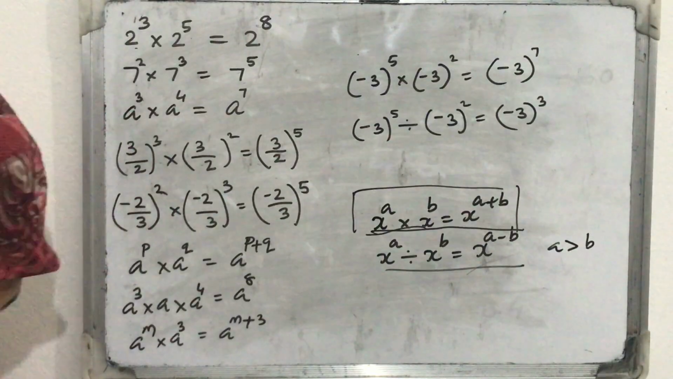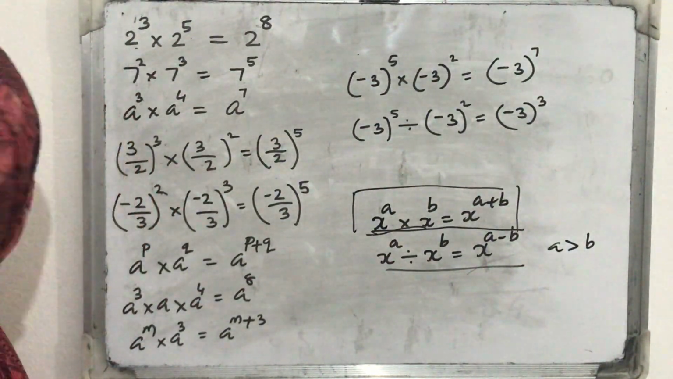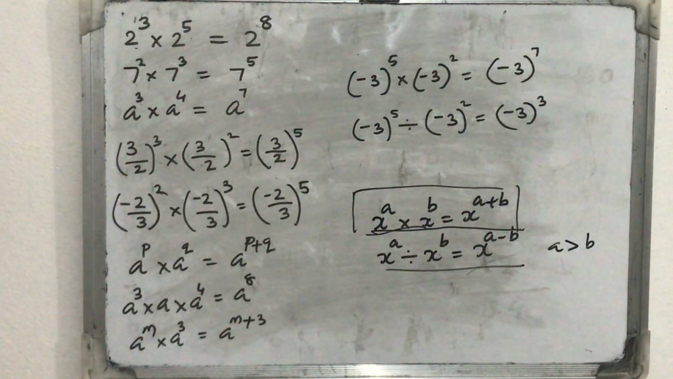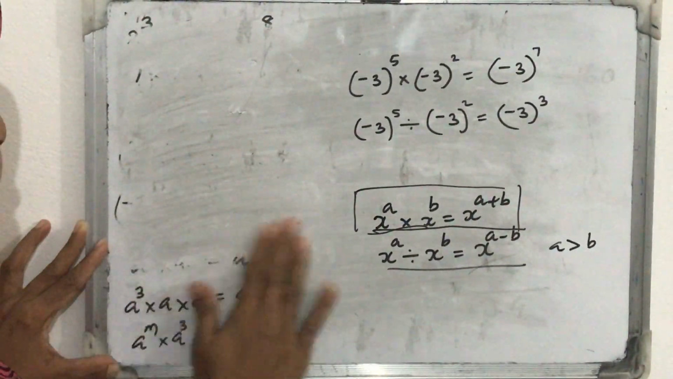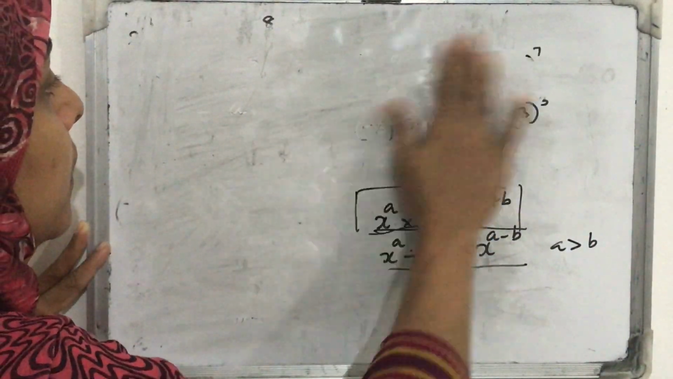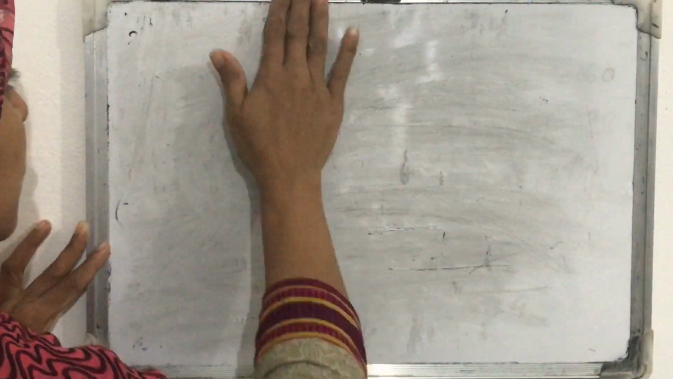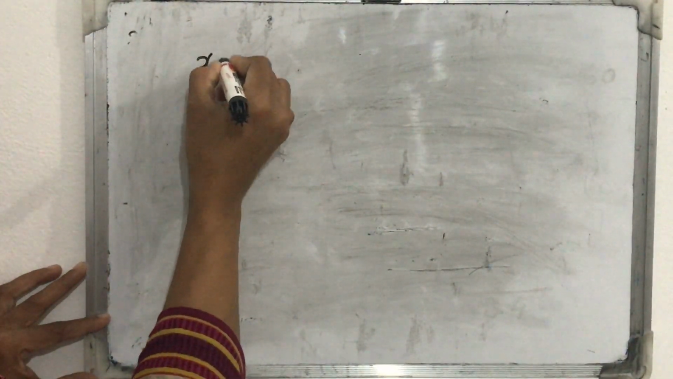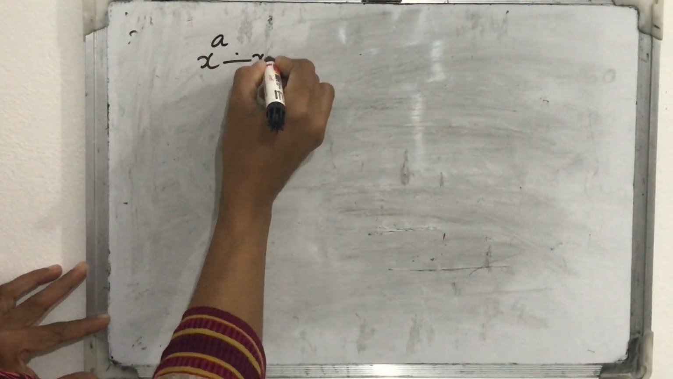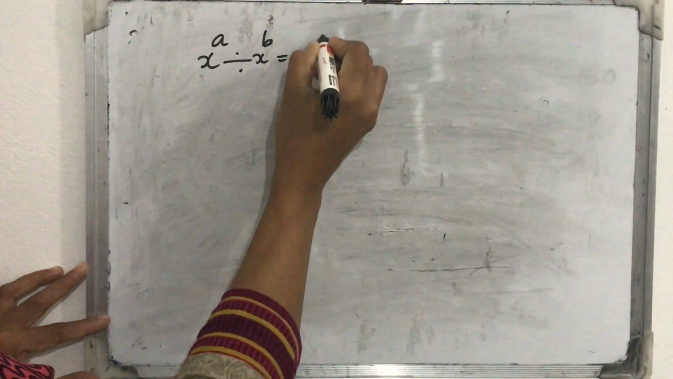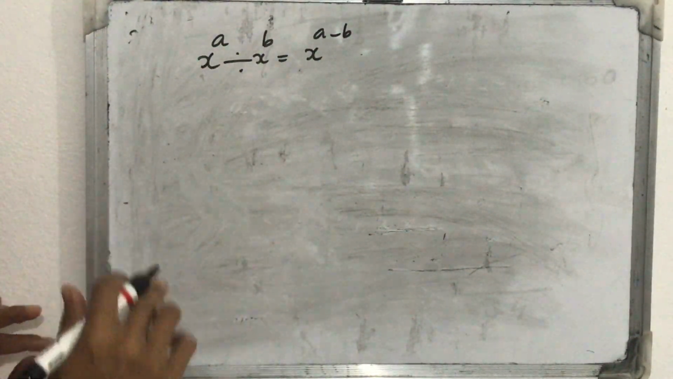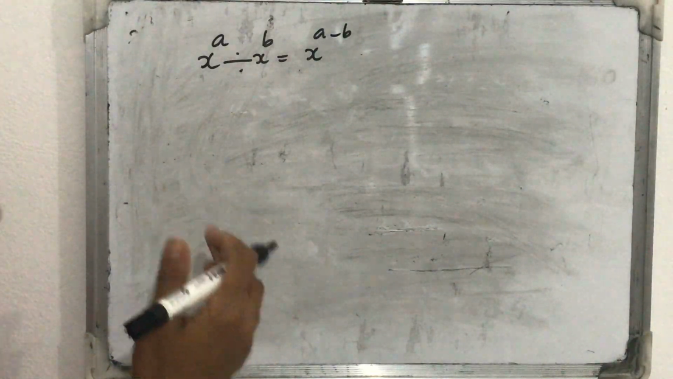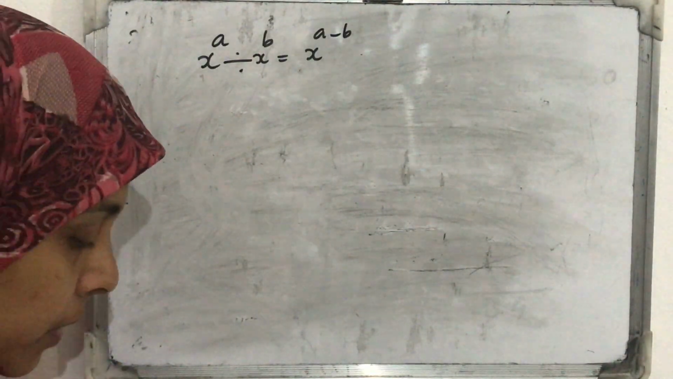Next, the third law we want to know. Just wait, we can discuss the third law. Before discussing the third law, we know the second law we already discussed. What is that? x raised to a divided by x raised to b equals x raised to a minus b, in the case where a is greater than b. Now we can take one example where a is less than b.